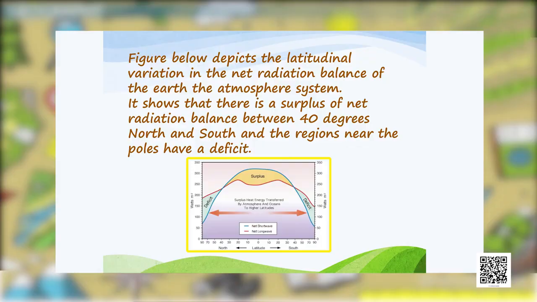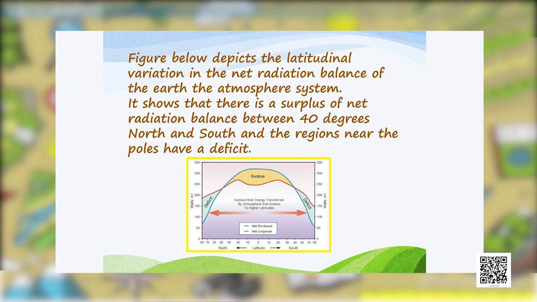Regions between the equator and 40-degree north and south latitudes receive abundant sunlight, and hence more heat is gained than lost. Hence, they are energy surplus regions, whereas regions beyond 40-degree north and south latitudes lose more heat than that gained from sunlight. Hence, they are energy deficient regions. This is because of the slant sunlight and high albedo of polar regions.